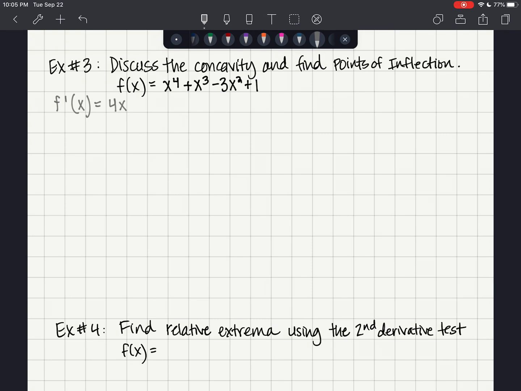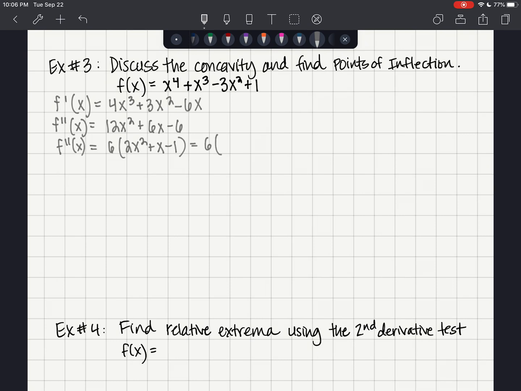So our first derivative is 4x cubed plus 3x squared minus 6x. We need to get to the second derivative to talk about the concavity. So the second derivative is going to be 12x squared plus 6x minus 6. And from here, I can factor out a 6. I'm going to try and factor this further.